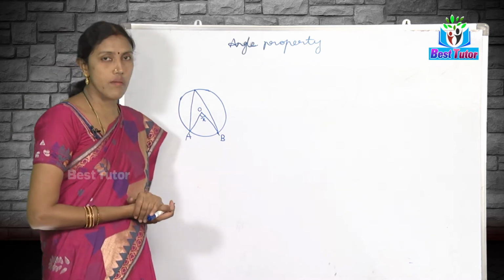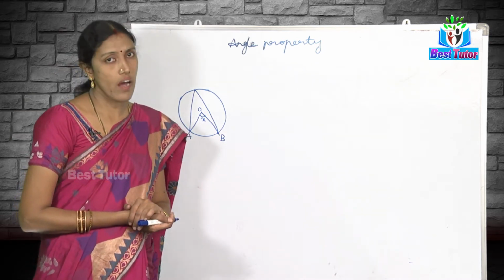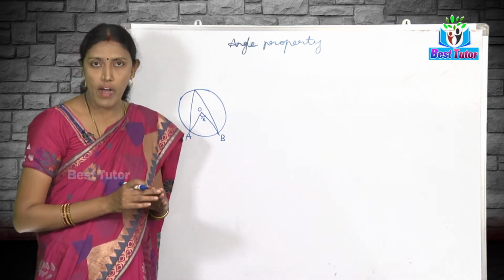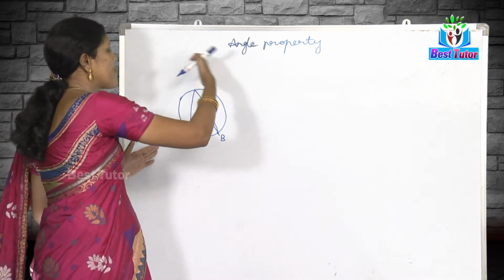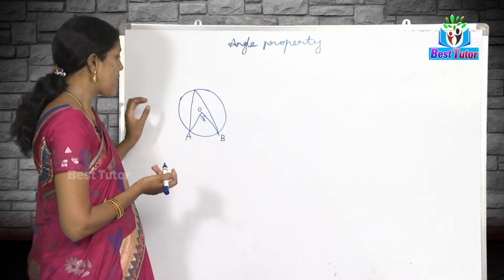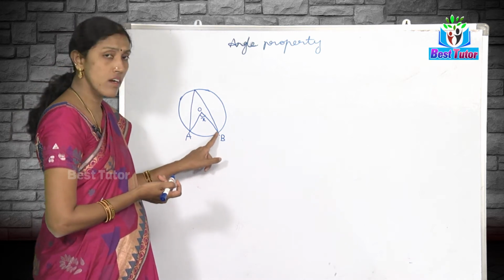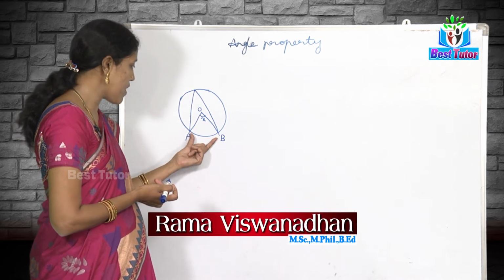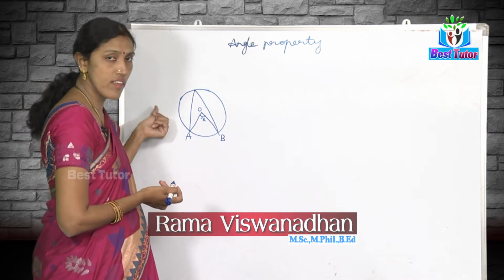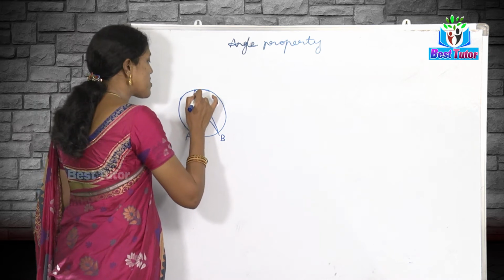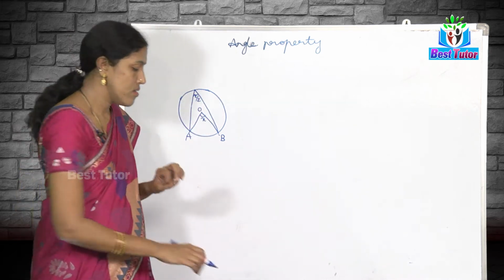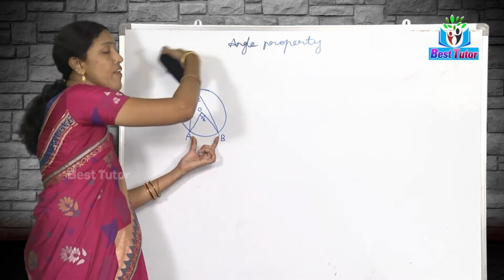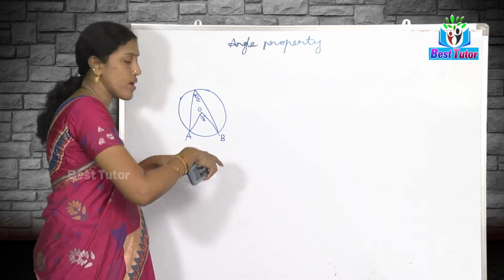Now the statement of the theorem is: angle made by an arc at the center of the circle is twice the angle made by the same arc at any point on the circumference of the circle. I repeat the statement: angle made by an arc at the center of the circle is twice the angle made by the same arc at any point on the circumference of the circle. So if this is x, this will be x by 2. I am going to consider the other part of the circle, not on AB. I am going to explain how.